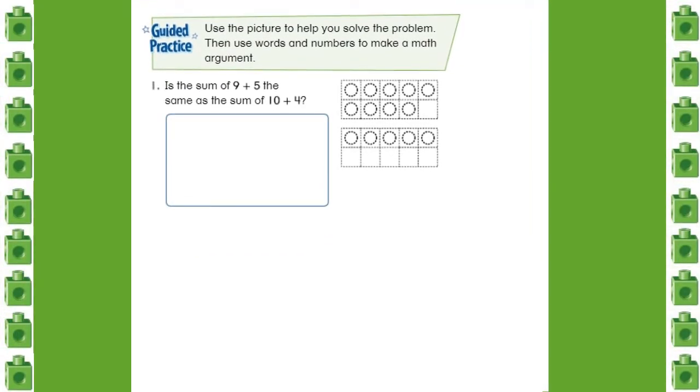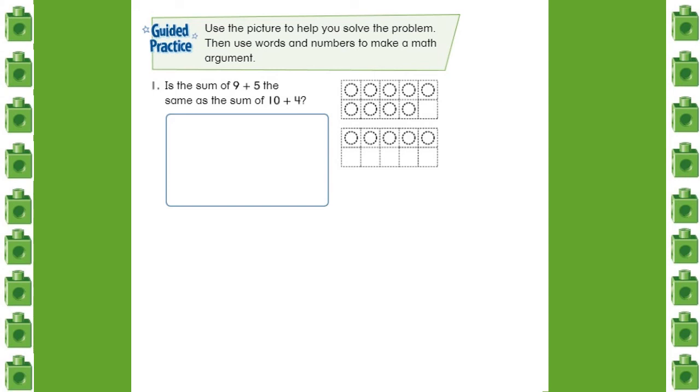Okay, so now we're looking at page 42 in our textbook. We're in topic 1-10, page 42, at the guided practice. It says use the picture to help you solve the problem. Then use words and numbers to make a math argument. So number 1 says, is the sum 9 plus 5 the same as the sum of 10 plus 4? Are they the same? 9 plus 5 and 10 plus 4. Why do you think so?